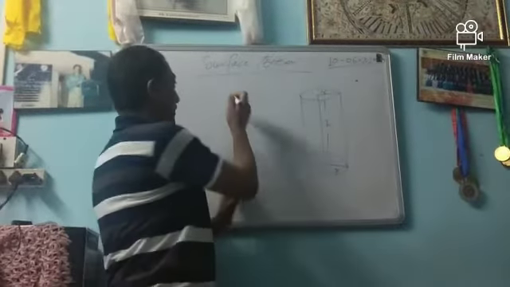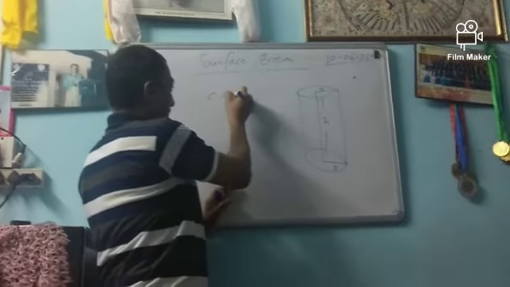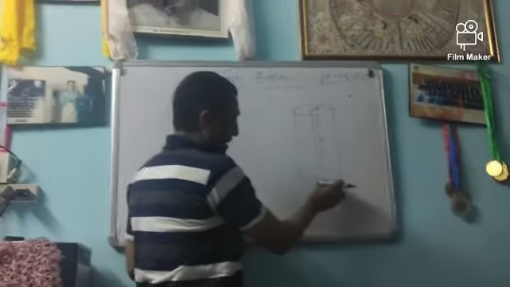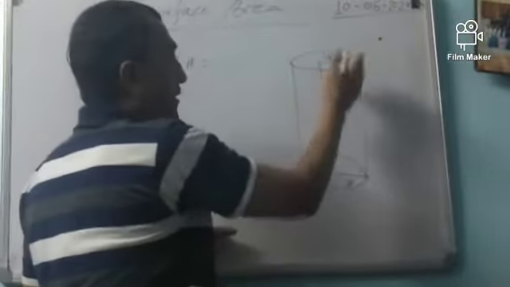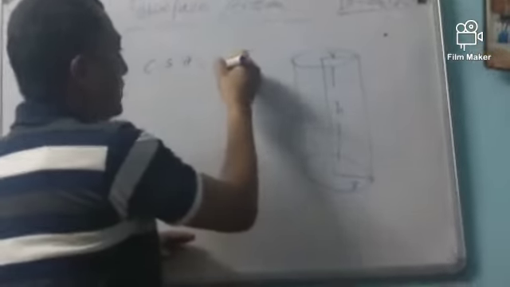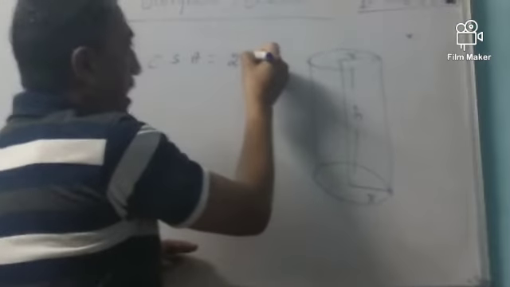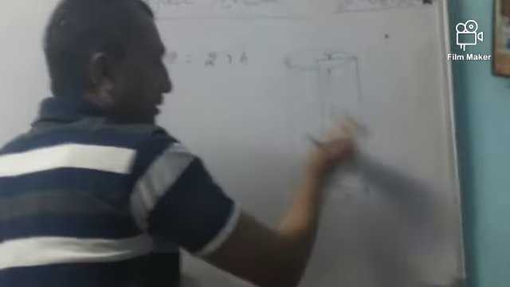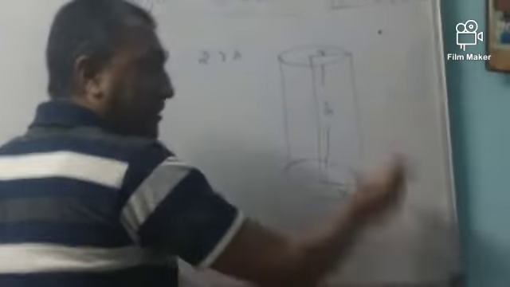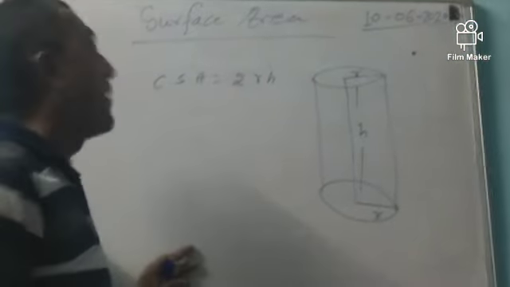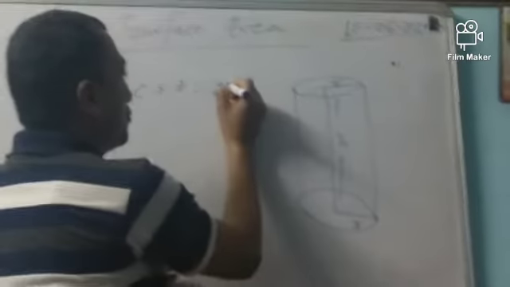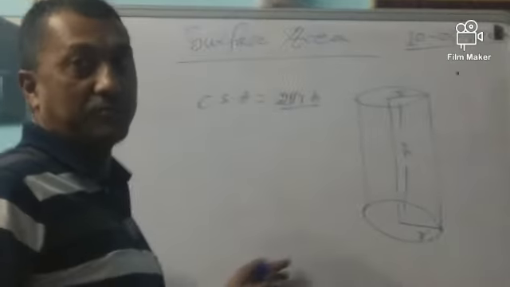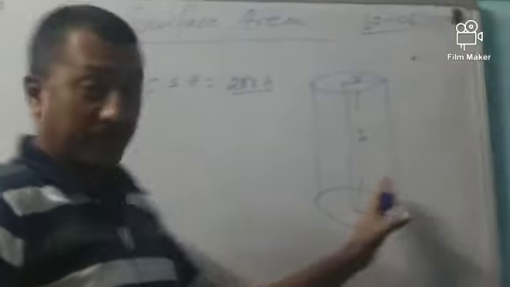So if you talk first about the curved surface area, it is very simple. Here is R and R, so that is the 2R, and it is the H. So we can say 2R, and then H. And we know in the circle, whenever we have to find the circumference, we take pi. So we have to take pi also. So 2 pi RH is the curved surface area of a cylinder.